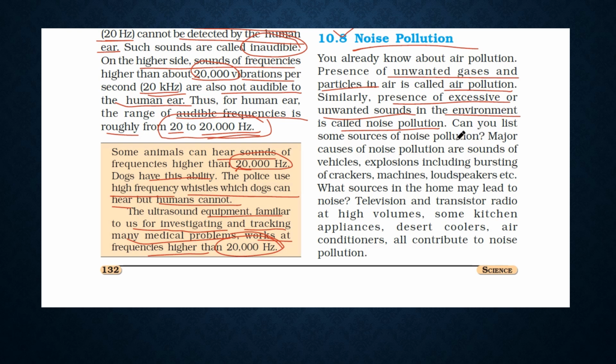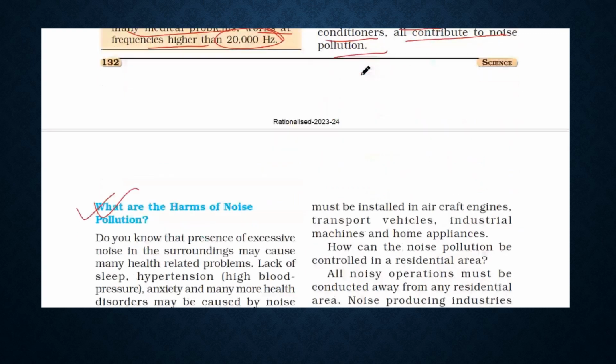So you can make a list of things, sources which are causing noise pollution, such as vehicles, explosions including bursting of crackers, machines, loudspeakers, etc. So what sources in home may lead to noise? Now, if you are listening to television or transistor or radio at high volumes, some kitchen appliances like mixers and all, they create a huge amount of noise pollution. Desert coolers, air conditioners, all contribute to noise pollution. Okay, so these are the noise pollutions at home only.